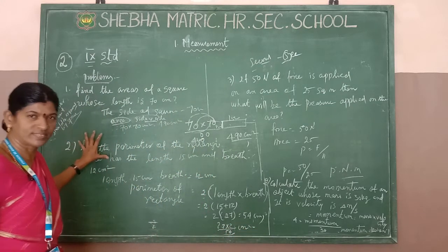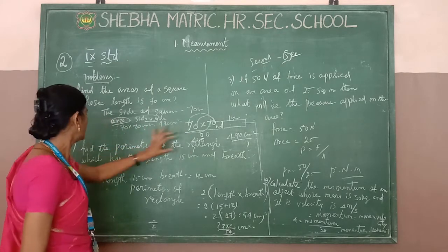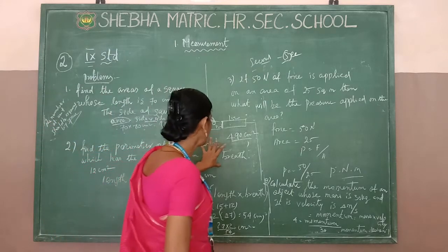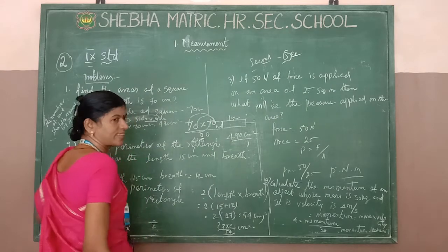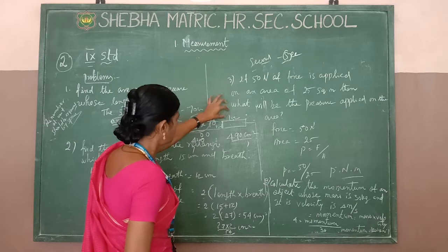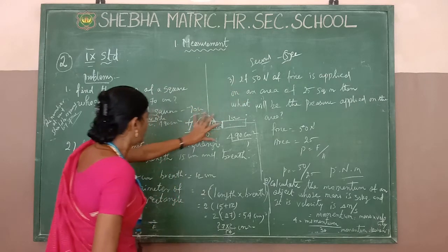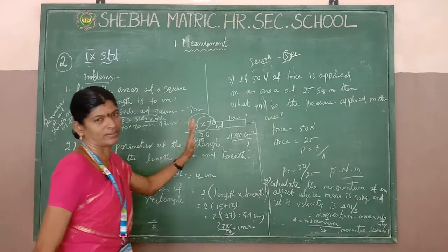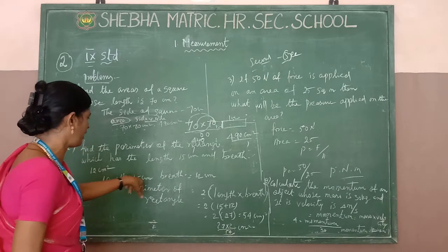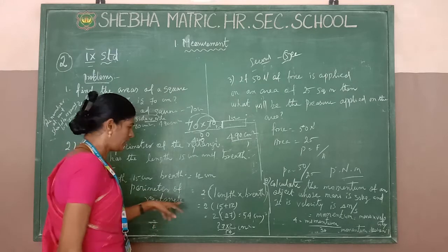Listen students, once again I explain. Find the perimeter of the rectangle which has the length 15 centimeters and breadth 12 centimeters. So this is a rectangle. Length is 15 centimeters, breadth is 12 centimeters. How do we find the perimeter? Perimeter is a measurement. Length 15, breadth 12.